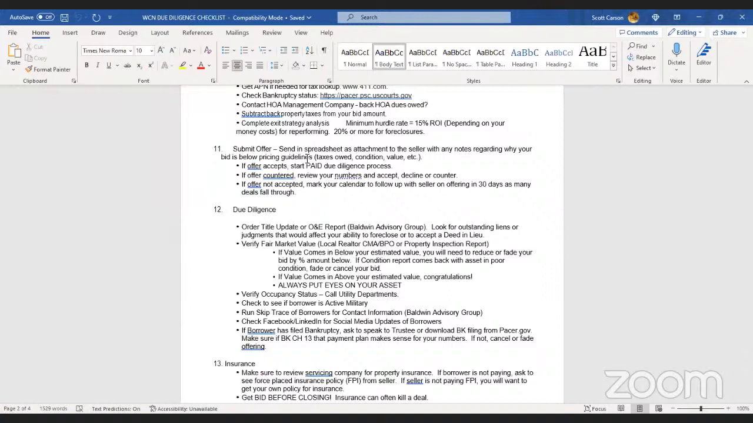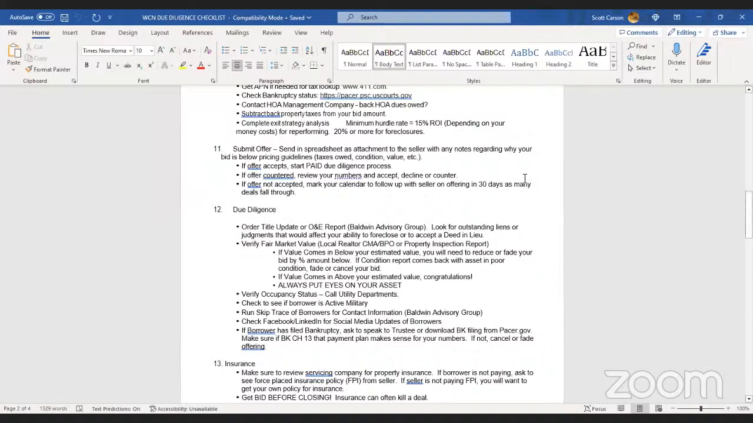If they give you a verbal yes, especially on a Friday, say, all right, I need to see a loan sale agreement or something on Monday before you start ordering that stuff. If it's countered, then you're going to review your numbers and then accept, decline, or counter. If it's not accepted and they just decline your offer or say somebody else got accepted, then mark your calendar for 30 days out to follow back up with the seller on the same offering, because a lot of times bids will fall out during due diligence. And we've gotten a lot of deals accepted 30 days after the fact when deals didn't sell.